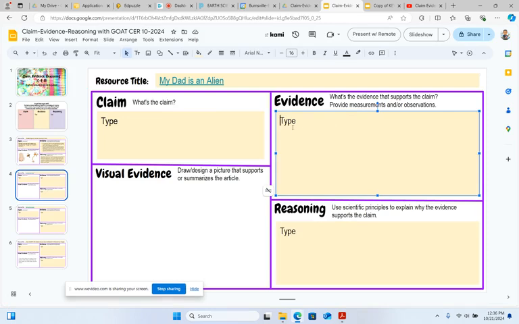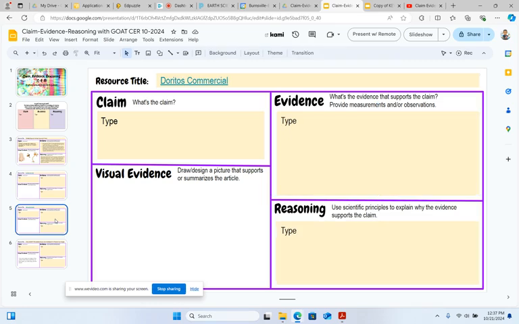So as you go through the video, pause it and write down the things that she says that support the idea that her dad's an alien, actual observations that she makes, okay? And then finally, the reasoning. Listen for the reasoning in the ad. Why does she say that these things support the idea that her dad is an alien? And type those in. Got it? Then go to the next one.